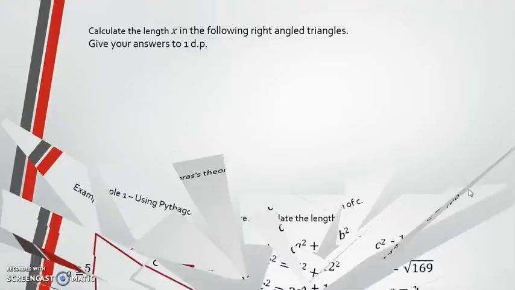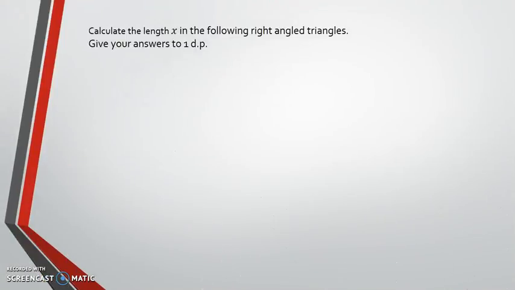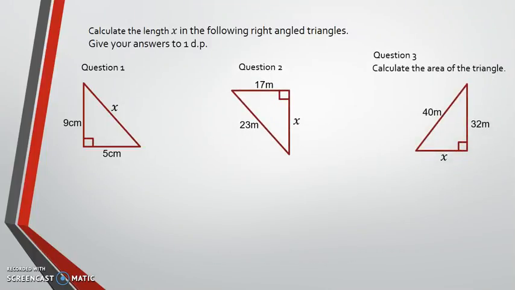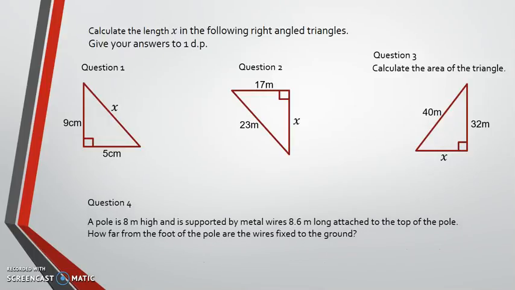Okay, now it's your turn. Calculate the length of X in the following right-angled triangles and give your answers to one decimal place. So question 1, you find X. And 2. Question 3, you find X and the area. Question 4 is a question where you have to apply what you've learned. Okay, good luck and pause.